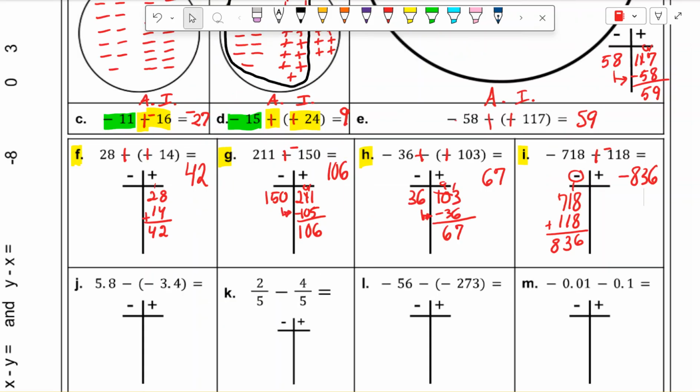All right, we are back, and all the answers are here. We have 42, 106, 67, and negative 836. So did you do the additive inverse signs correctly? Did you not touch the front number? Remember, that is not a part of additive inverse. All right, we change our subtraction signs into addition and then do the opposite behind it.